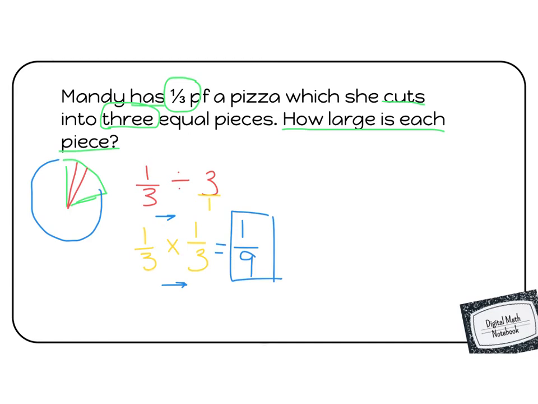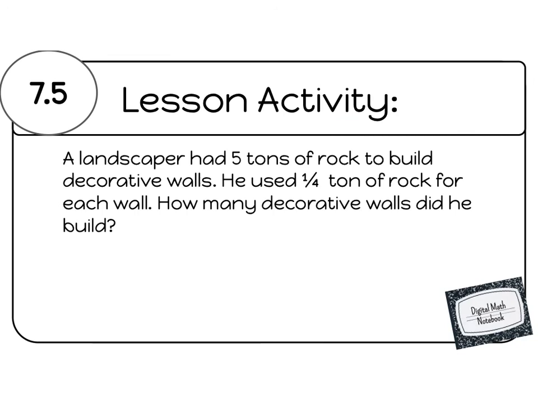All right, make sure that everything is typed in your digital math notebook. Let's try another problem. All right, guys, time for our lesson activity. A landscaper had 5 tons of rock to build a decorative wall. He used 1/4 ton of rock for each wall. How many decorative walls did he build?